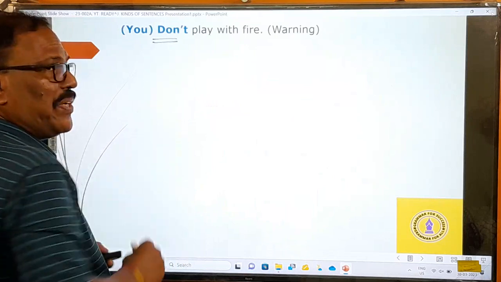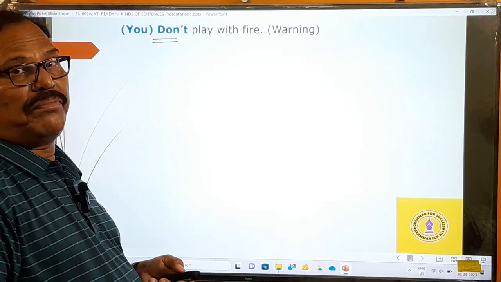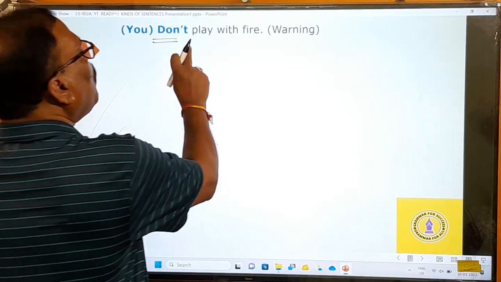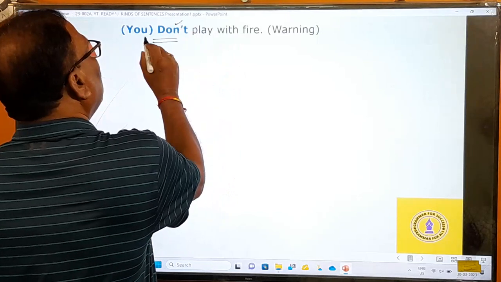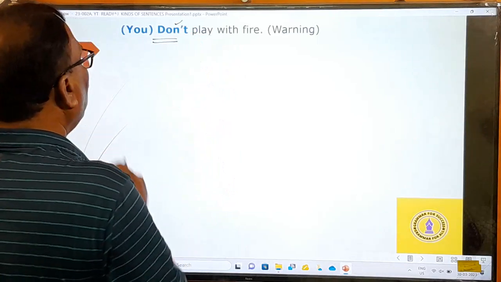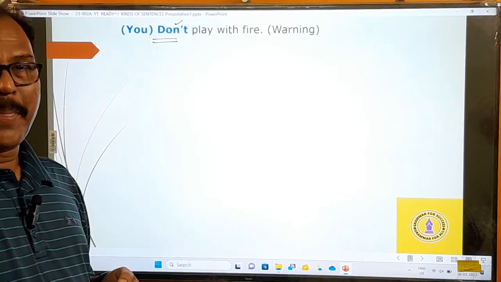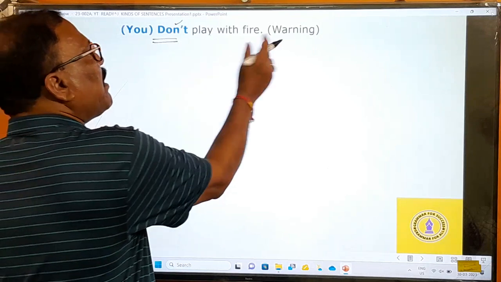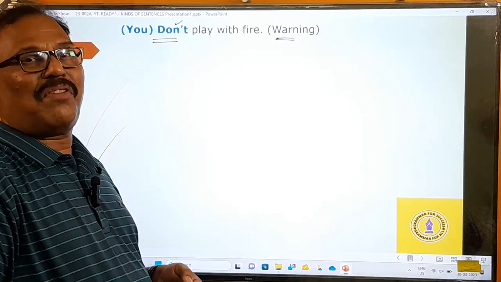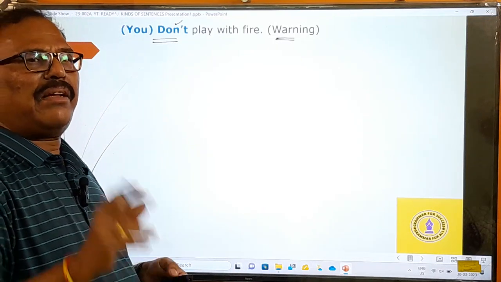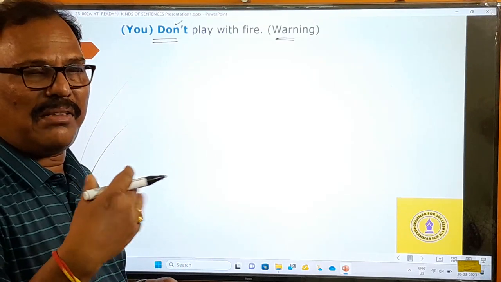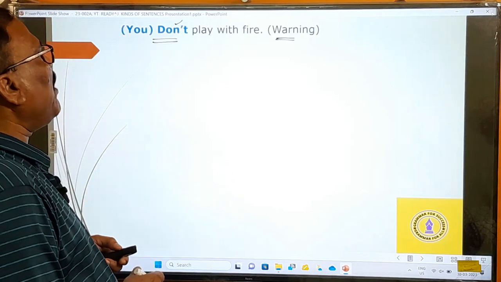Now another feature of them is they begin with don't. They begin with a base form verb. They begin with please. They begin with don't also. Don't play with fire. When you say don't, it means you don't play with fire. So when you say this, it becomes a warning. Hey, don't play with fire. Somewhat seriously, you are saying, hey, don't play with fire. The father is telling his son, don't play with fire. It's a warning.